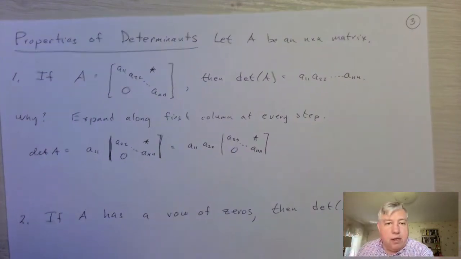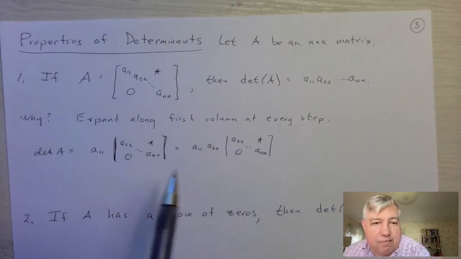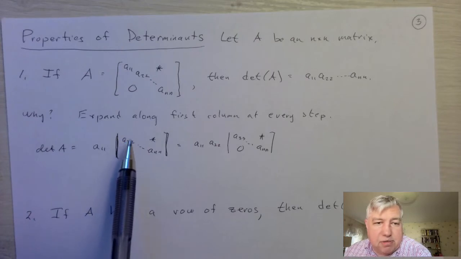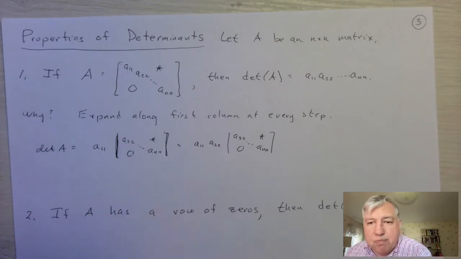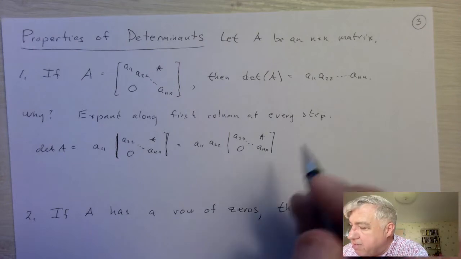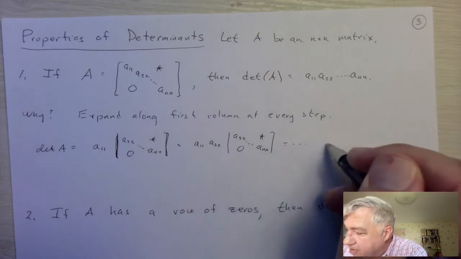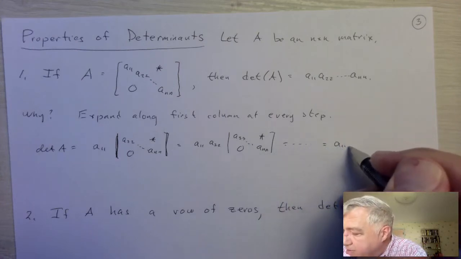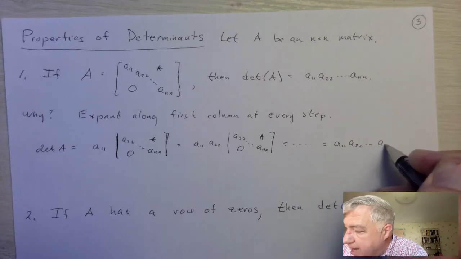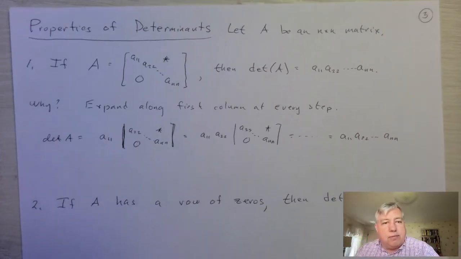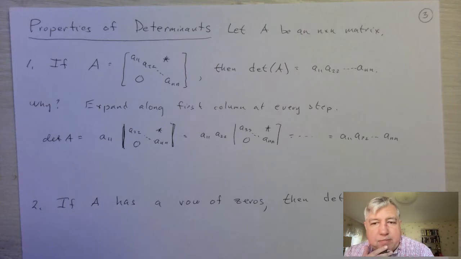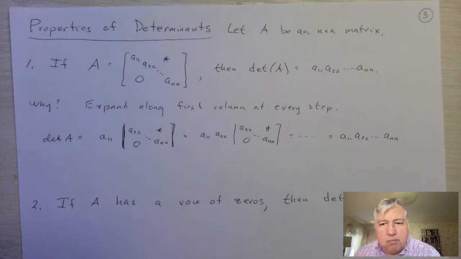And you notice you don't have to worry about the sign because, in each case, this is going to be like the 1-1 entry of this new determinant. So you can keep going in this form until you finally get A11, A22, through ANN. So that'll save you some time if the matrix is upper triangular, and in particular, if you have a diagonal matrix, you can just multiply the diagonal entries together and get the determinant.